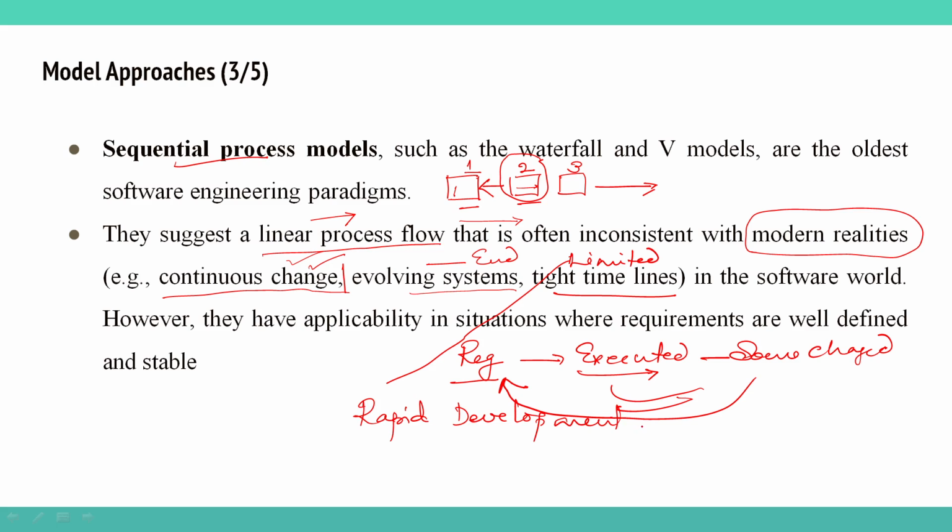Now these rapid development models, we cannot take them sequentially. They have applicability in situations where the requirements are well defined and stable. So what you are going to do is, it should be well defined and it should be stable, means it cannot change. Stable means it cannot change. So there are no changes in requirements allowed for sequential process models.